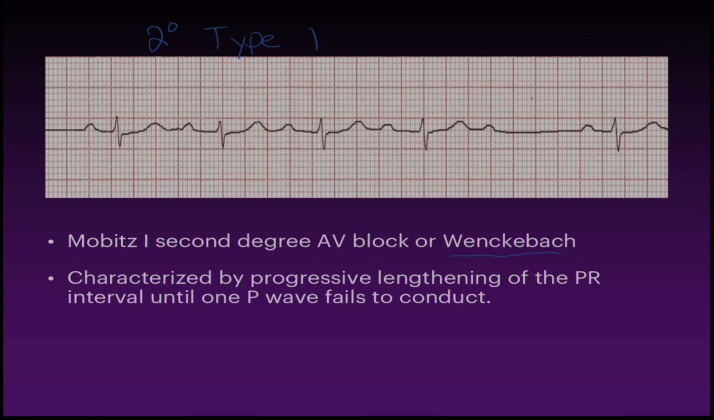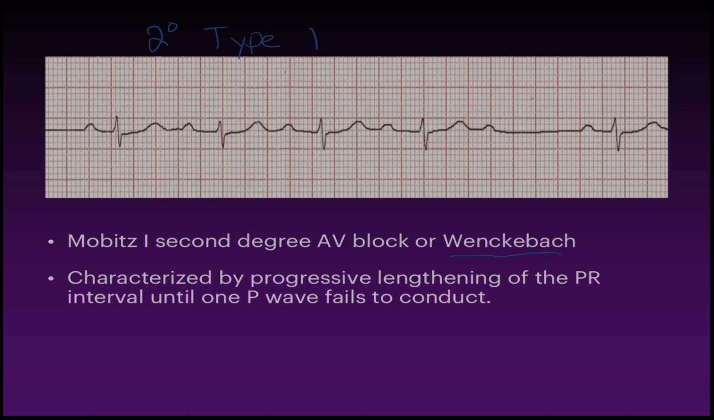Our next heart block is a second degree type 1. It's also referred to as a Wenckebach AV block. In second degree type 1, what we see is a progressive lengthening of the PR interval until one of those P waves just fails to send its impulse. So by definition, the shortest PR interval is the one immediately following the dropped beat, and the longest PR interval is the one just before the dropped beat.